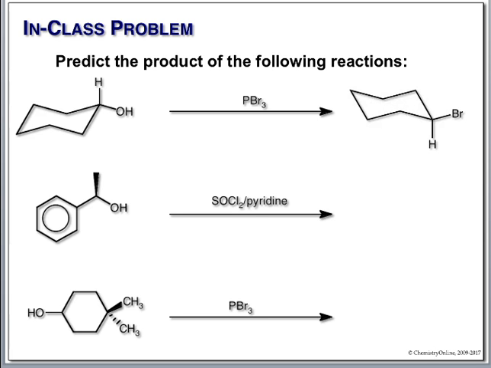Now here's a good test question. Here I put stereochemistry in, right? We have a methyl coming forward, which means the hydrogen is going back. And we're doing thionyl chloride in pyridine. This is going to give us the alkyl chloride with inversion of configuration.